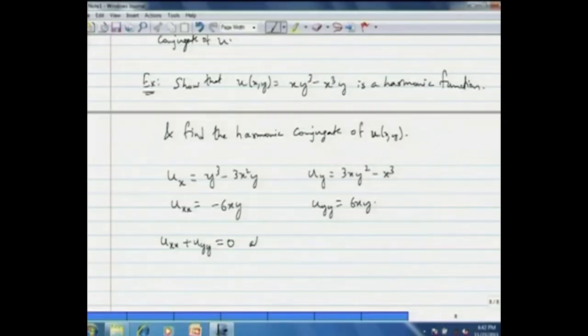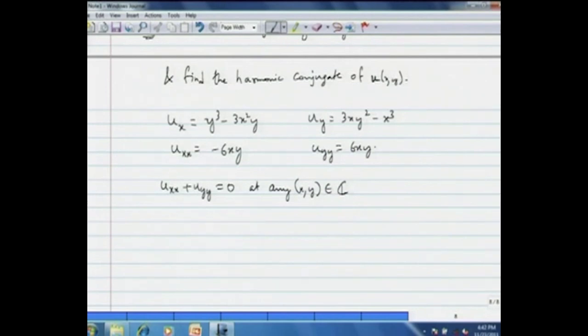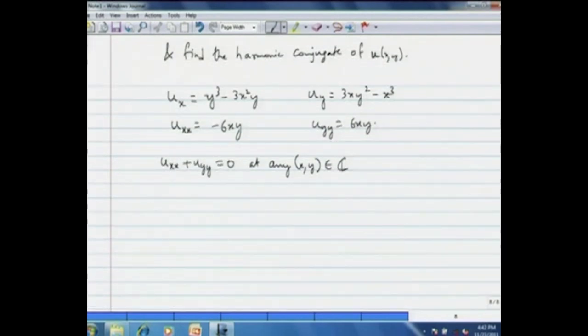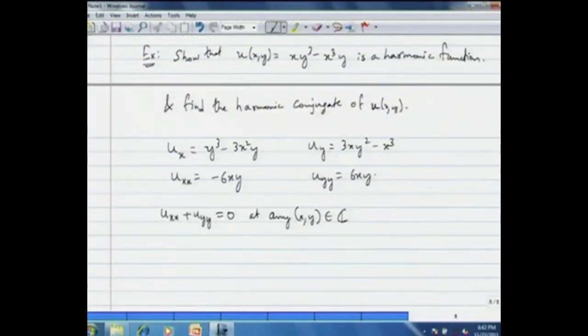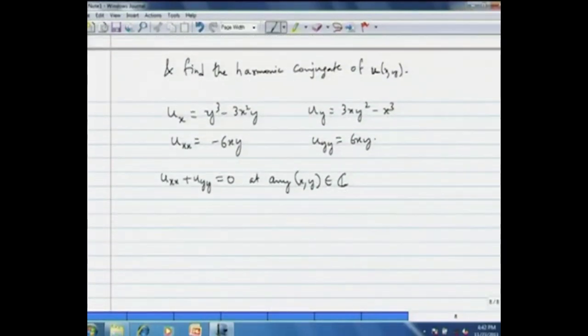At any x y belonging to C. Okay, so with some abuse of notation, I'll just say belongs to C. So that should actually be x plus I y belongs to C. Okay, so now you have to find a harmonic conjugate of u. Okay, so a harmonic conjugate is a function which along with u satisfies the Cauchy-Riemann equations.